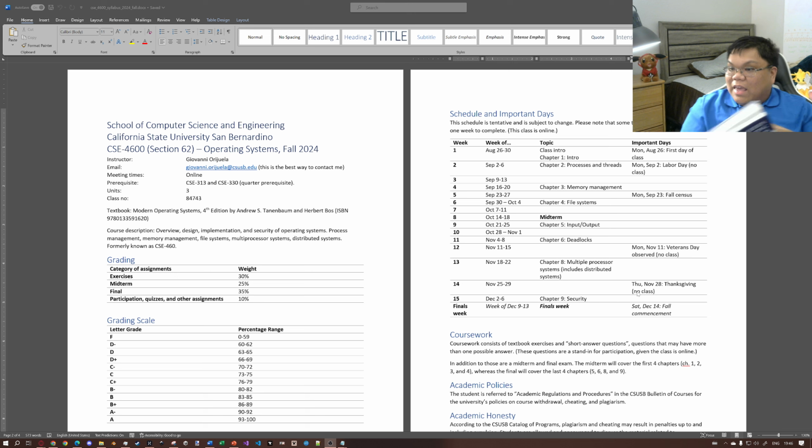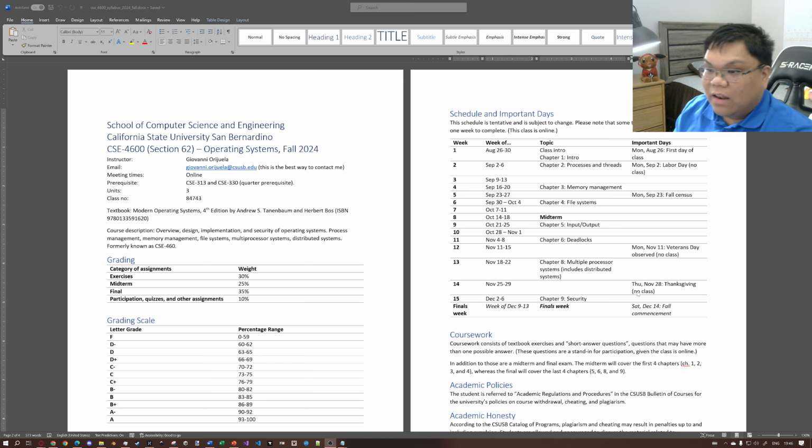This book is Modern Operating Systems, 4th edition, by Andrew S. Tanenbaum and Herbert Bos. ISBN 978-0-13-359162-0.